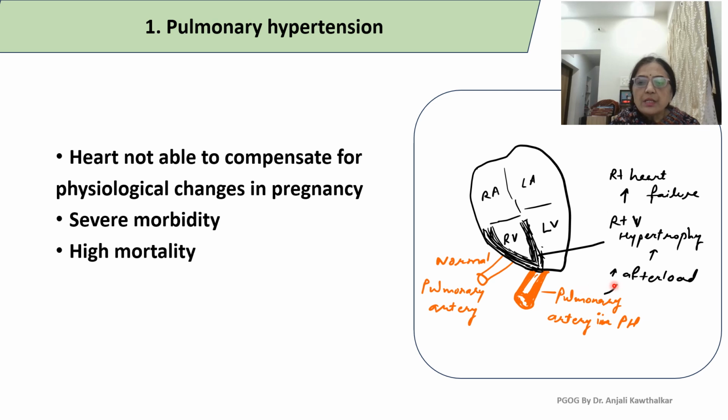So there is an increase in afterload. That means the right ventricle is facing a problem pushing the blood into the pulmonary circulation, leading to right ventricular hypertrophy and right heart failure. And that is why pulmonary hypertension is the number one cause of high maternal morbidity and mortality, and that is why it is considered a contraindication for pregnancy or an indication for medical termination of pregnancy.